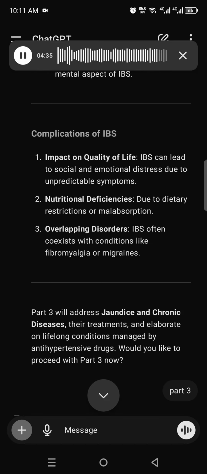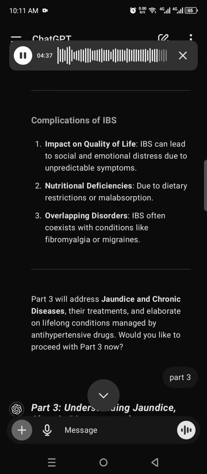Complications of IBS. 1. Impact on quality of life. IBS can lead to social and emotional distress due to unpredictable symptoms. 2. Nutritional deficiencies due to dietary restrictions or malabsorption. 3. Overlapping disorders. IBS often coexists with conditions like fibromyalgia or migraines.